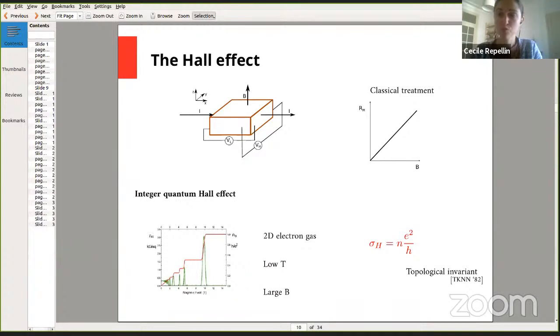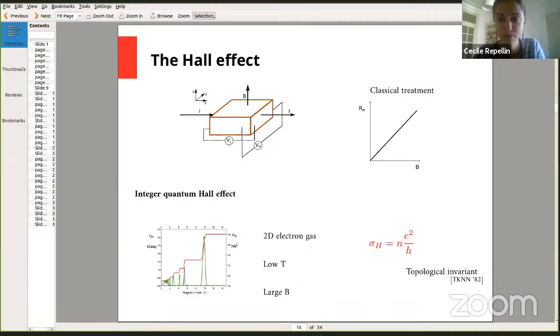Of course, if you go to the quantum regime in low dimension, so a two-dimensional system such as a gallium arsenide quantum well or graphene, and if the temperature is sufficiently low and the magnetic field is sufficiently strong, then this proportionality is no longer true, and you will observe plateaus of the Hall resistivity. Namely, the Hall conductivity will be quantized to integers times the quantum of conductance e squared over h, where this quantity does not depend on any details of the material or on the disorder realization, because it is very robust, being a topological invariant.